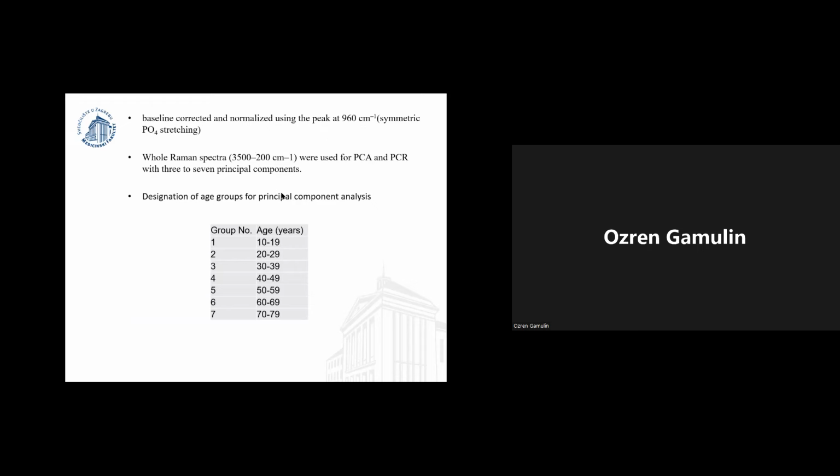To analyze this data with principal component analysis, we formed 7 age groups, and the list of those age groups is in front of you. Group 1 is 10 to 19 year old donors, up to group number 7, to which spectra collected for donors of 70 to 75 years belong.